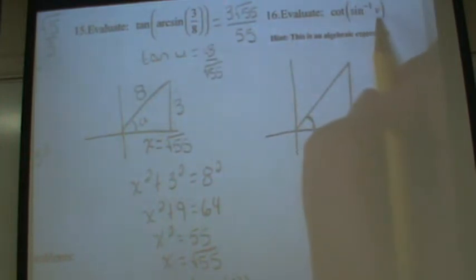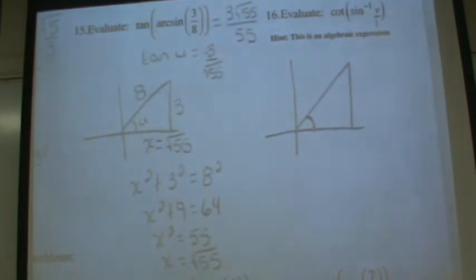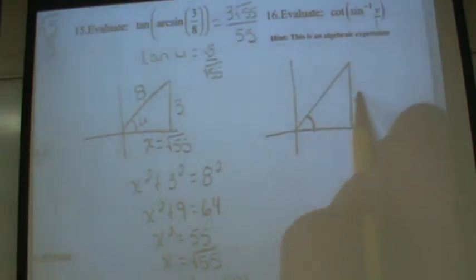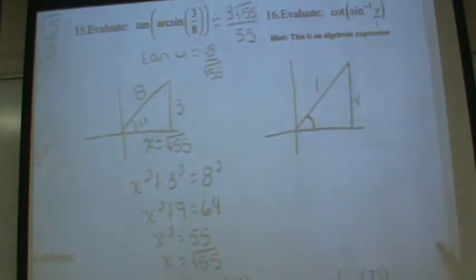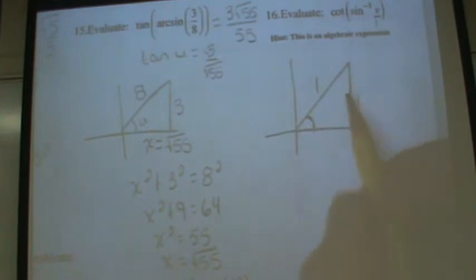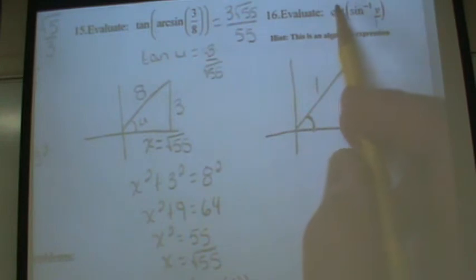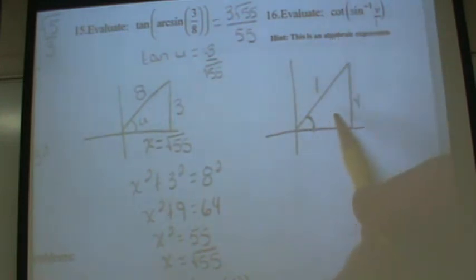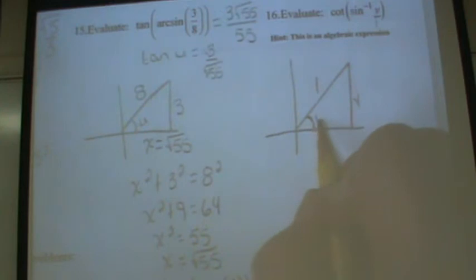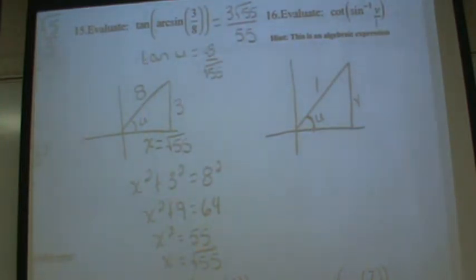Sine is opposite over hypotenuse, so we can put this over an imaginary 1. So we would have opposite over hypotenuse is how you would label your triangle. Now again, that angle does not matter because now we're going to take the cotangent of that angle and get back a ratio. So we can call that u again. Now to find the cotangent, what is the cotangent? Adjacent over opposite.